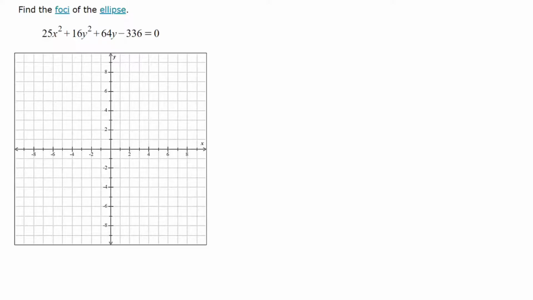This doesn't look like any of the other ellipses that we've seen, and that's because it's in what we call general form. And it makes it very hard to even tell that we're looking at the equation of an ellipse. In order to deal with this, we're going to need to review a concept called completing the square.